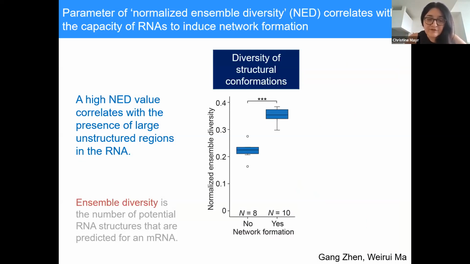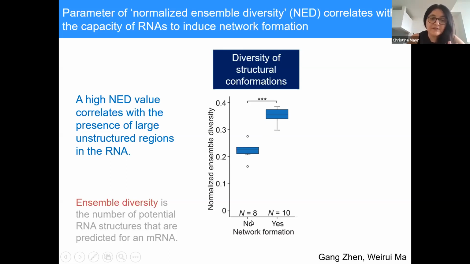Ensemble diversity is the number of potential RNA structures that are predicted for a given mRNA. If you have an mRNA that is highly structured, it cannot take on many different conformations because it always wants to find that conformation where there is most base pairing. However, RNAs that are mostly unstructured can take on many different conformations. This parameter correlates with the length of the RNA, and therefore we are using a normalized ensemble diversity value. And you see it correlates really well with network formation or not.